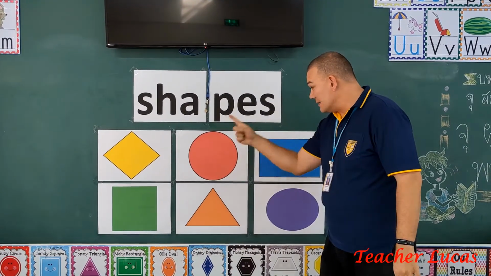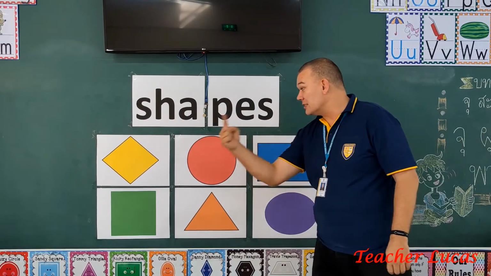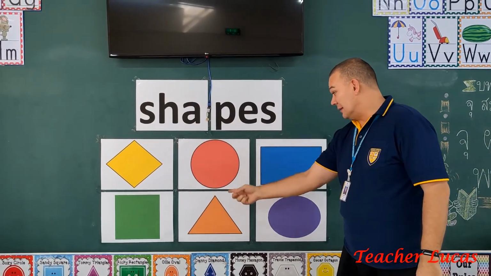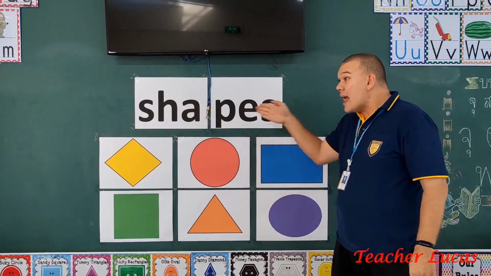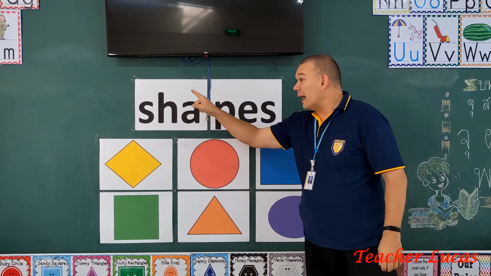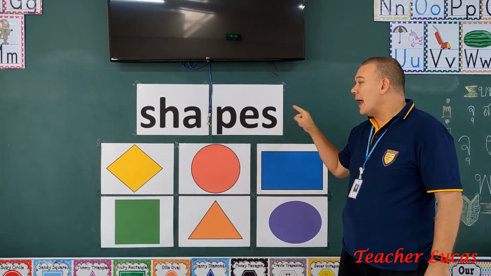Diamond, circle, rectangle, square, triangle, circle. Shapes, S, H, A, P, E, S.